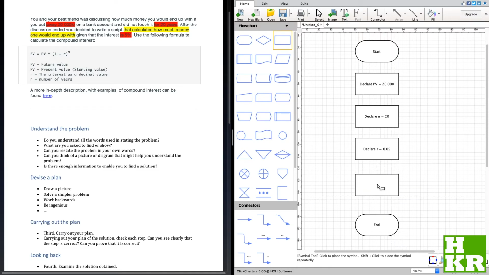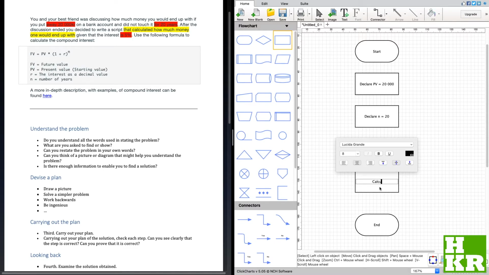Next, we are gonna calculate how much money we're gonna end up with. Calculate, and let's say future value, and we are going to use the formula FV. We have the formula, so let's add it here so that we see it when we're going to implement it later.